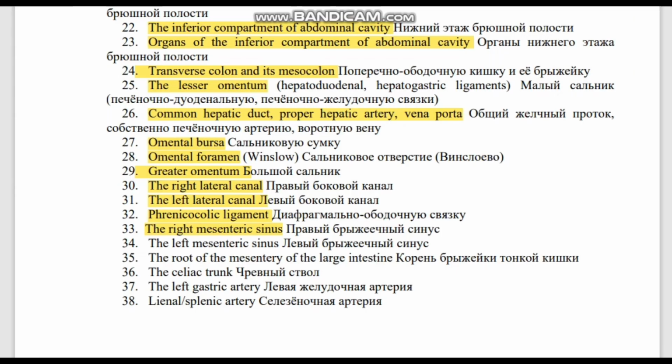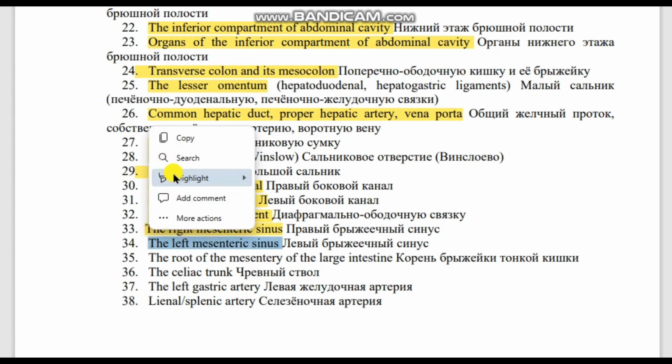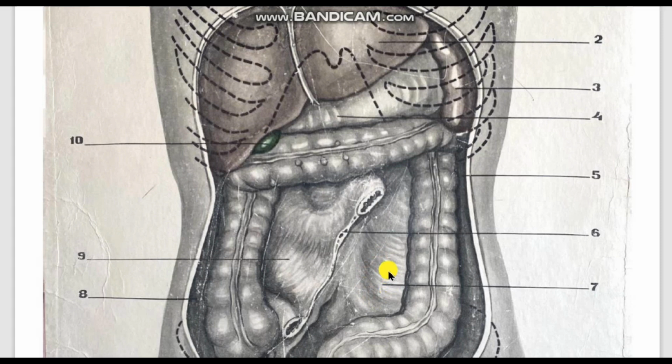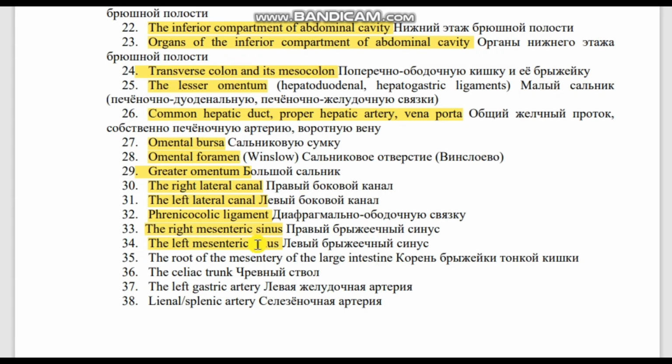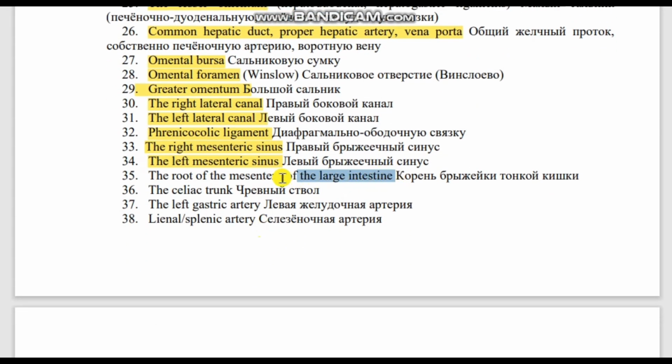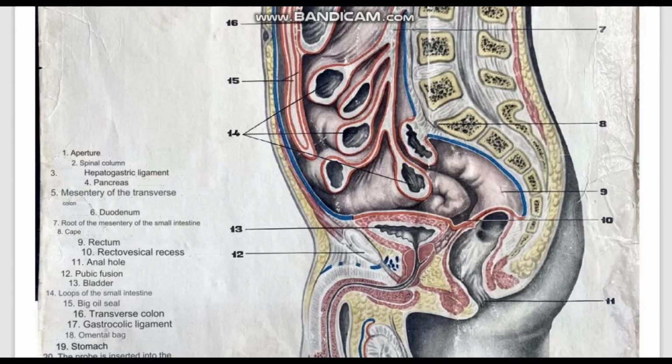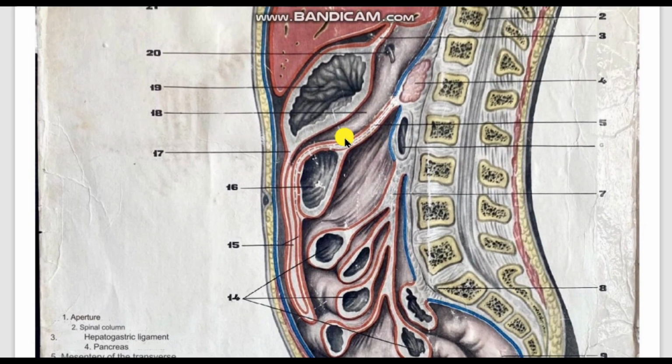Okay, next we have left mesenteric sinus. Here you can see it's left mesenteric sinus, this is right mesenteric sinus. Next we have root of the mesentery of the large intestine. You can see here, this is the root of the mesentery of large intestine. This is transverse colon, so it's large intestine. So this is the root of the mesentery.